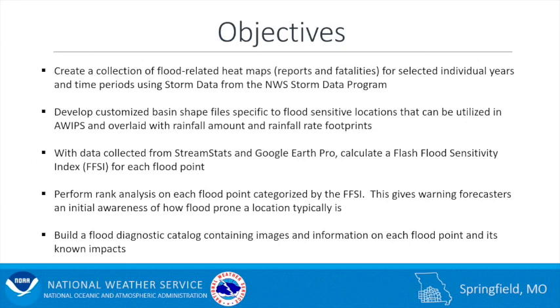With data collected from StreamStats and Google Earth Pro, we would then calculate a flash flood sensitivity index for each flood point and then perform rank analysis on each flood point categorized by that flash flood sensitivity index. This can give the warning forecasters in the Springfield, Missouri county warning area an initial awareness of how flood prone a location typically is. And then after all that was said and done, we would then build a flood diagnostic catalog containing images and information on each of those flood points and the known impacts of those flood points.